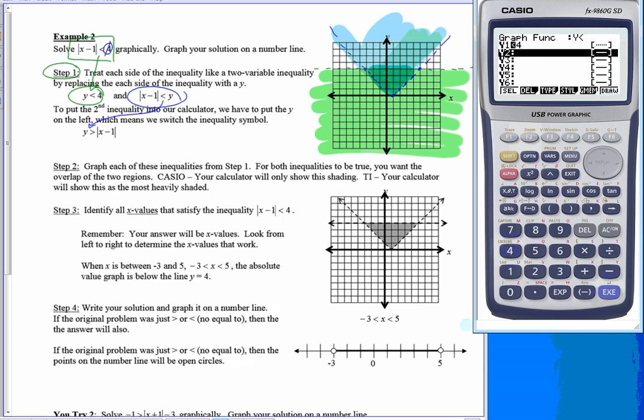And then for my second one, I'm going to go to the type, and I'm going to change this one to greater than, and that's the absolute value of x minus 1.